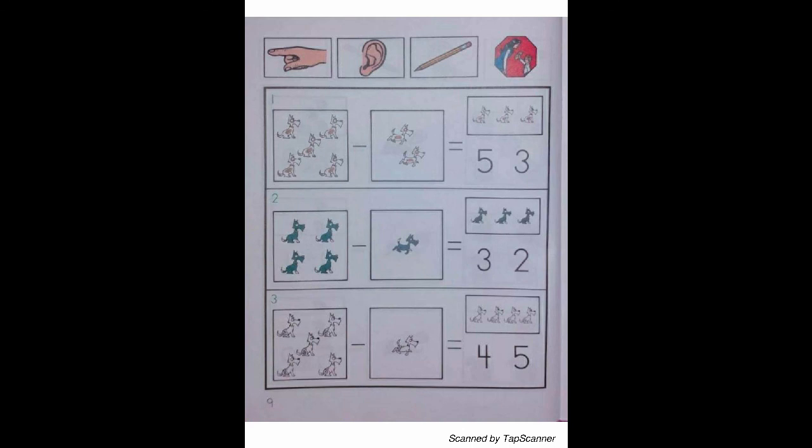Page 9, separating sets. Put your finger on row 1. Listen carefully. First, there are 5 dogs. Then, 2 dogs run away. There are 3 dogs left. 5 dogs minus or take away 2 dogs equals 3 dogs.